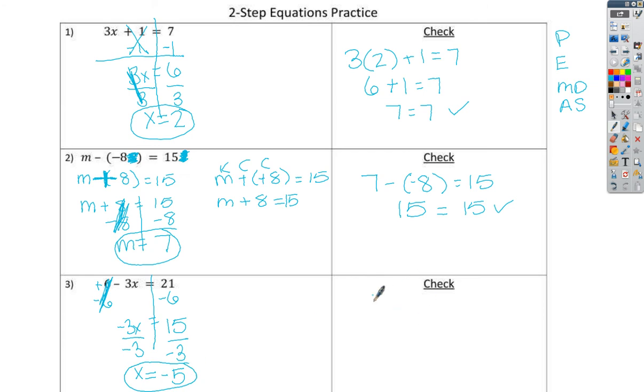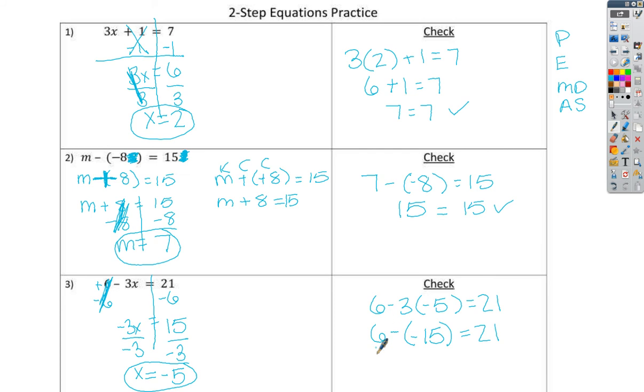So we're going to plug in our x value as negative 5. So we have 6 minus 3 times negative 5 equals 21. Remember PEMDAS, parentheses, we can't do anything inside. Exponents, we don't have anything. Multiplication or division, moving from left to right. We have multiplication. So we're going to do 6 minus 3 times negative 5. Go ahead and type it in your calculator. Which is negative 15 equals 21.